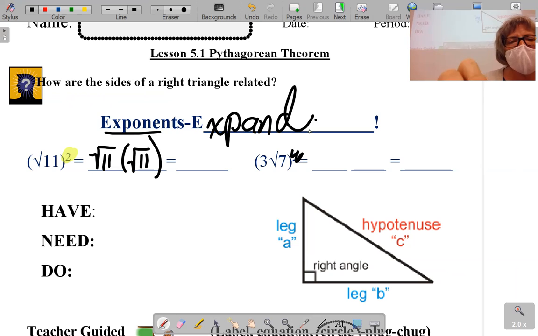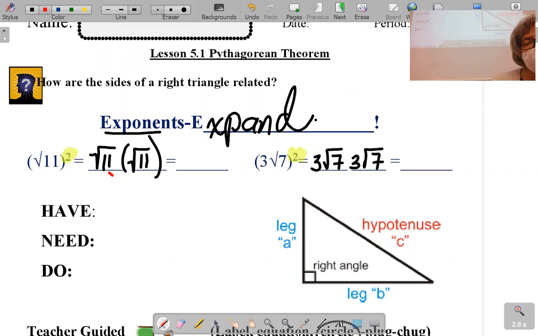Exponent. Whoop. That was supposed to be a highlighter. Wait, that's just 11 times 11. Kinda. Not exactly. So there is a long way and a short way to do what's on the left. The long way is this. Root 11 times root 11 technically is root 121. Technically. Go ahead and write that down.